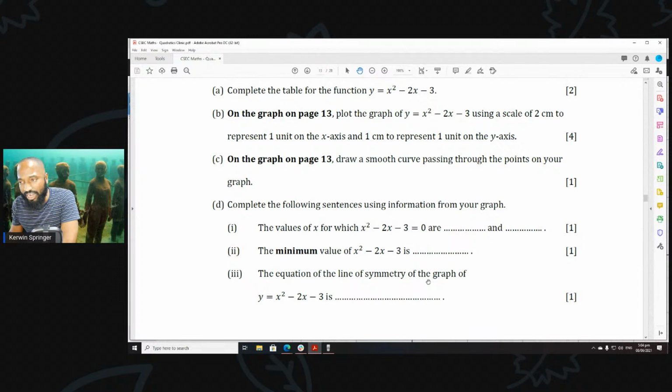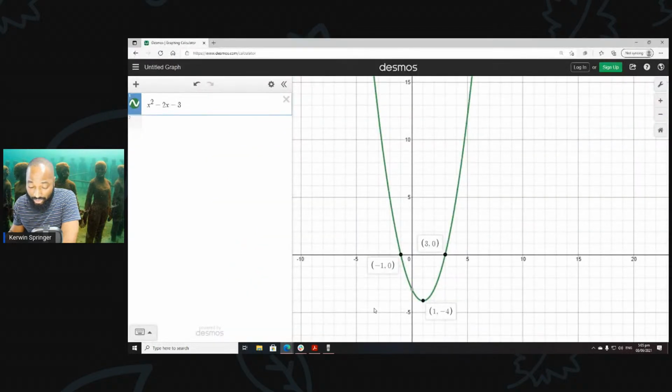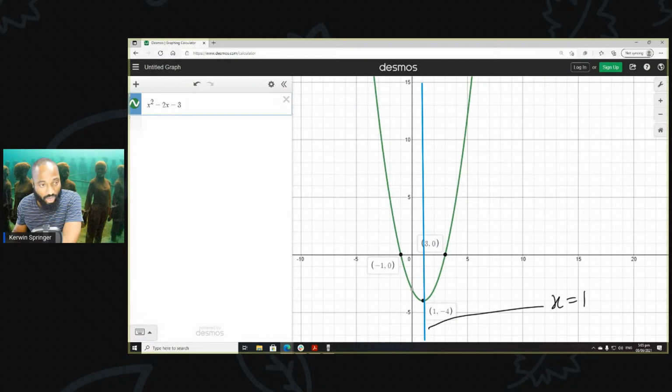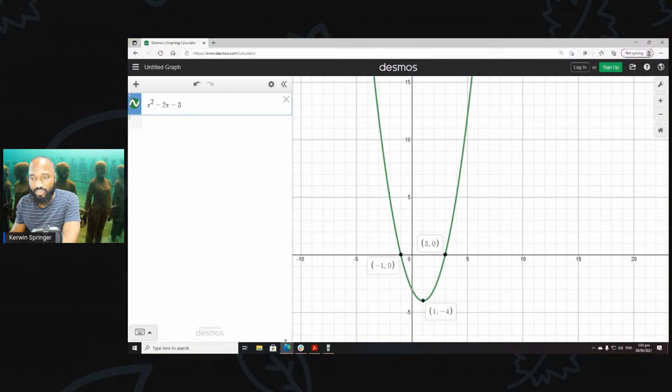The equation of the line of symmetry for y is equal to x squared minus 2x minus 3, where they always use the x coordinate. Repetitive. We can clearly see here that the line of symmetry is that line there, and that line is x is equal to 1. All right, my line kind of slanted, but it pushed out a little bit there. Right, so we're good. Everybody understand that inside out.